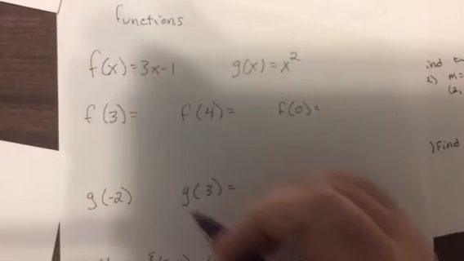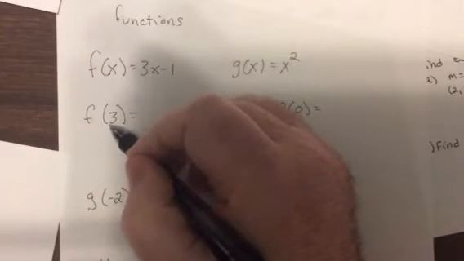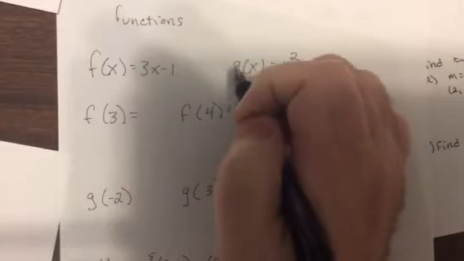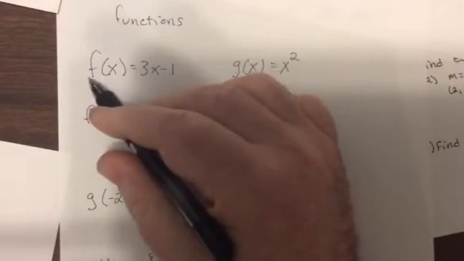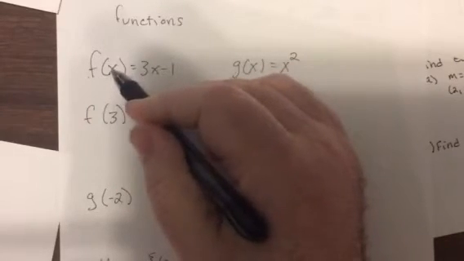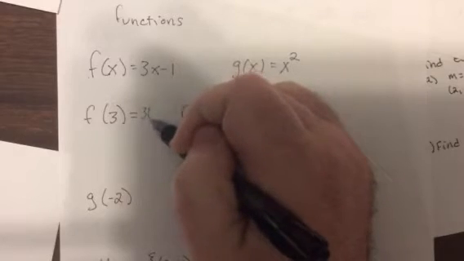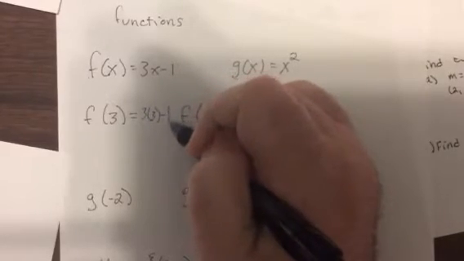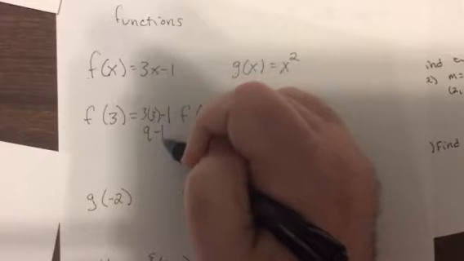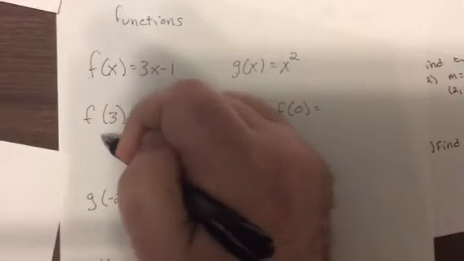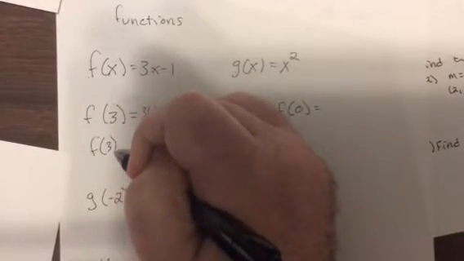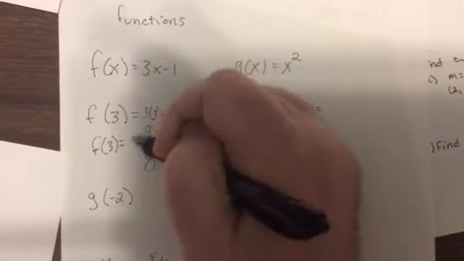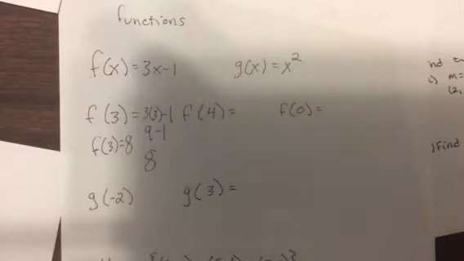So anyways, f of 3 means find the function called f. Let's see, that's g, not a, oh, there's f. And put 3 wherever you see this variable. So it'll be 3 times 3 minus 1. So 9 minus 1 is 8. So f of 3, when I put 3 in the function called f, I get the value 8.